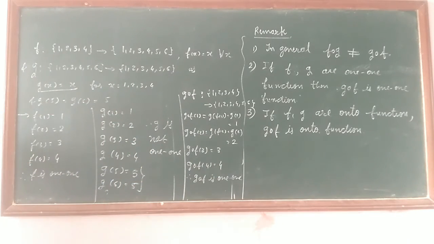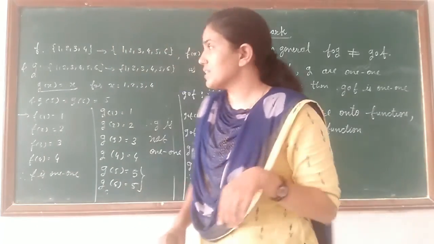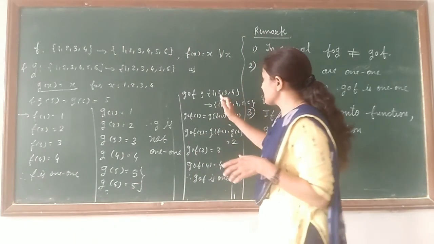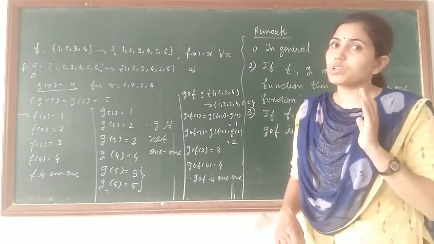So here what you have found is that the composition is 1-1, but g is not 1-1. Which function is 1-1? The second one, that is f. Okay, f is a 1-1 function. So the fourth remark: this is one example I have taken, but this result is true for all.